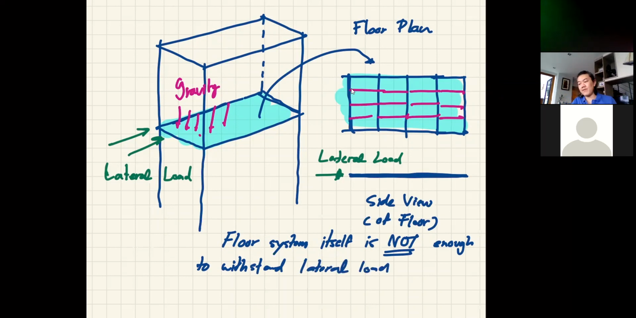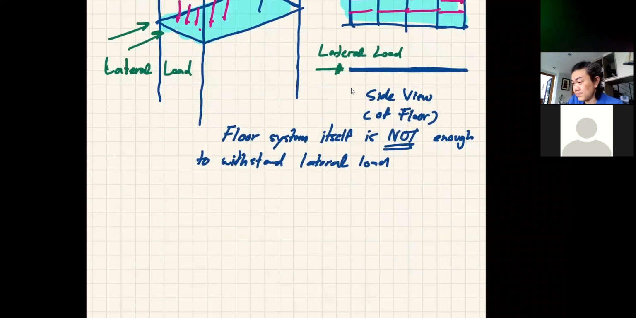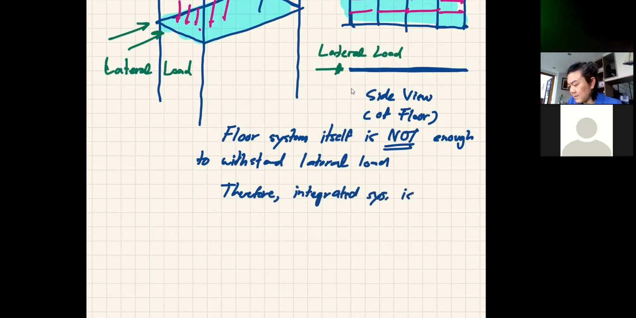Okay, so you need to have the floors working together. So from the floor plan that you see here, the side view, if we can integrate all the floor systems to work together, we are going to have the system. Okay, so I can say that therefore an integrated system is needed. Yes.